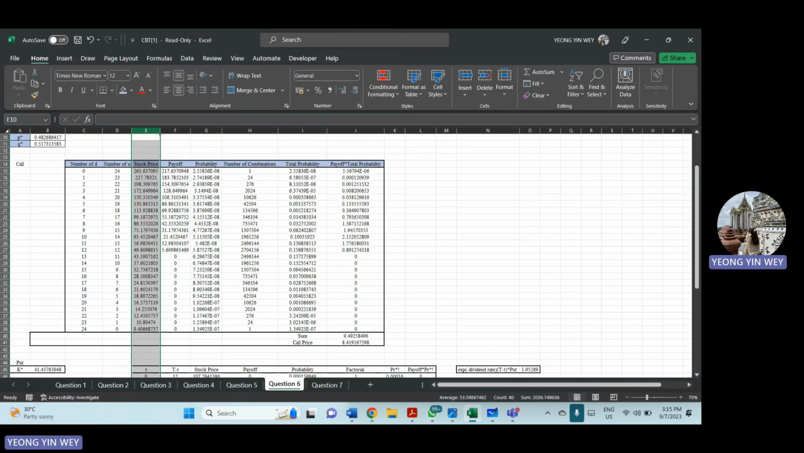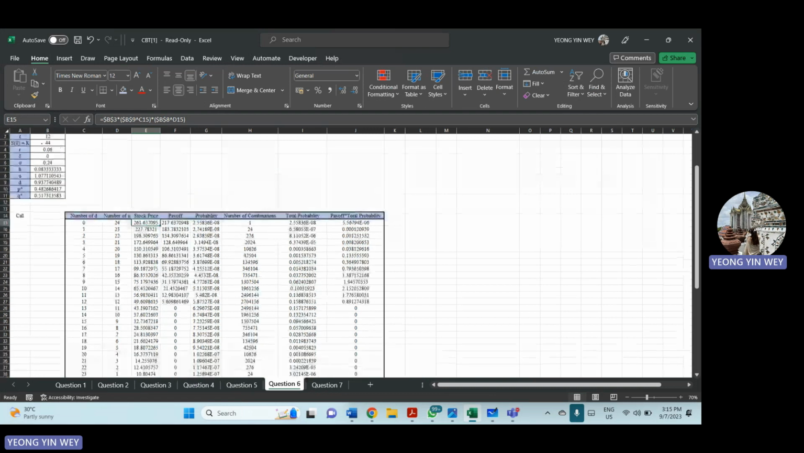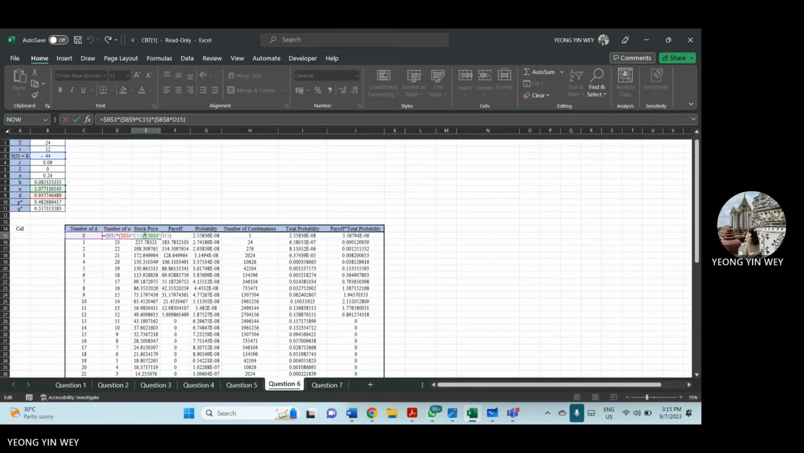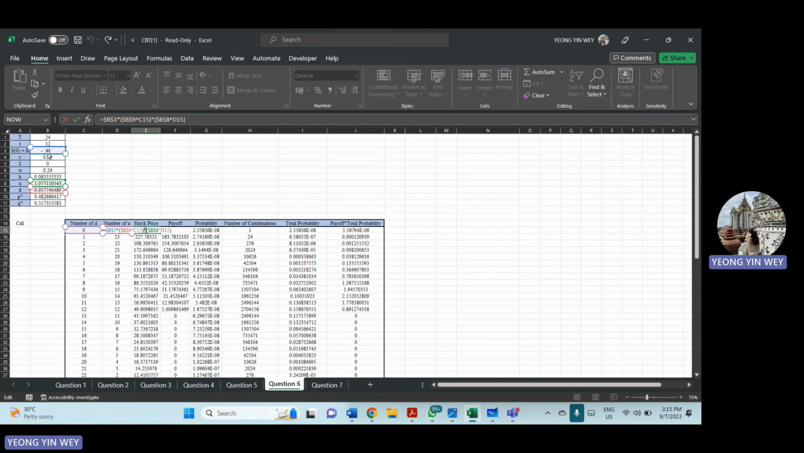Okay. So after calculating the stock price, we use the stock price times U to the power of the number of U times D to the power of the number of D for each one.